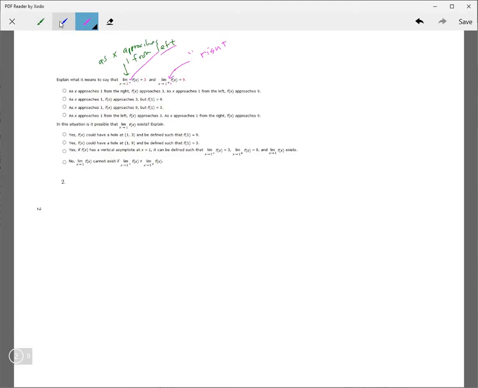So this is going to look somewhat like this. This is 1 right here, and here's 3, here's 9. So what it's saying is, as you're coming from the left, you're going towards 3. As you're coming in from the right, you're going towards 9. So this last one right here would be the correct one. As you're coming from the left, it's going to 3. As you're going to 1 from the right, it's going to 9. So that would be a picture of what it looks like.